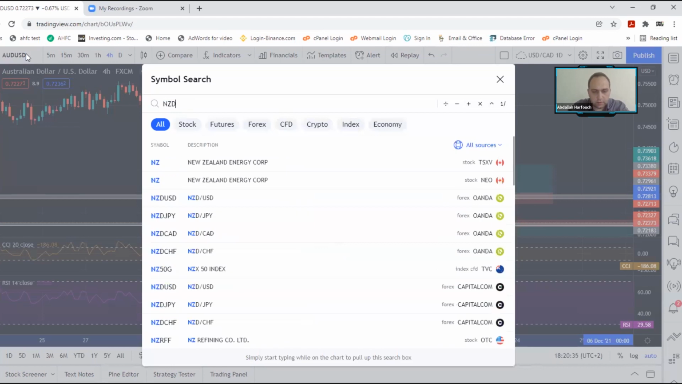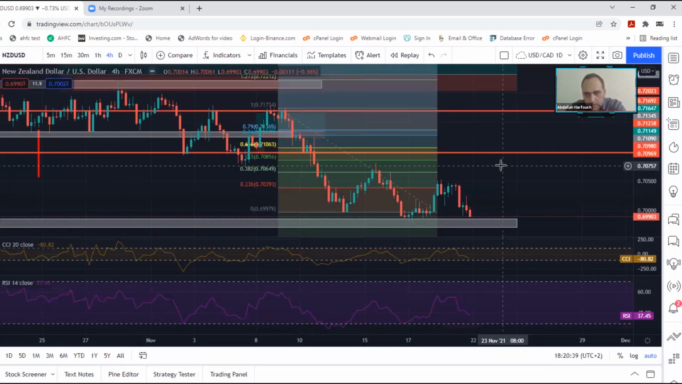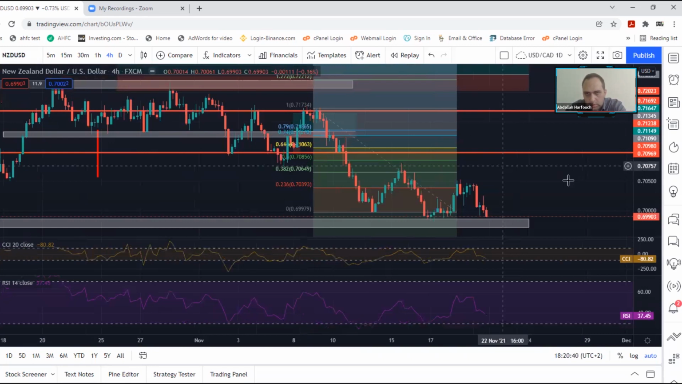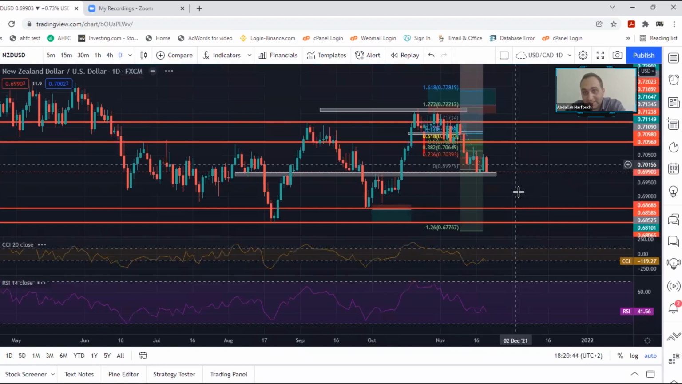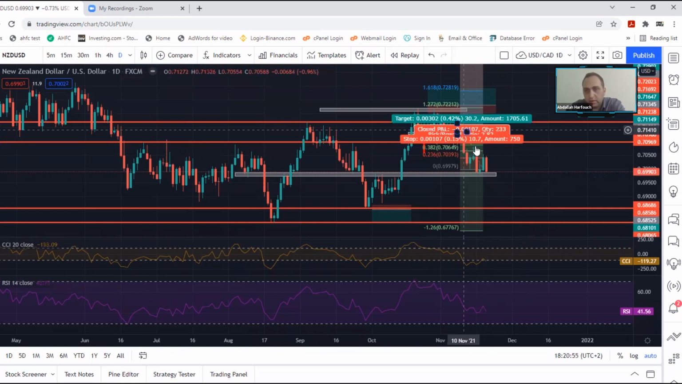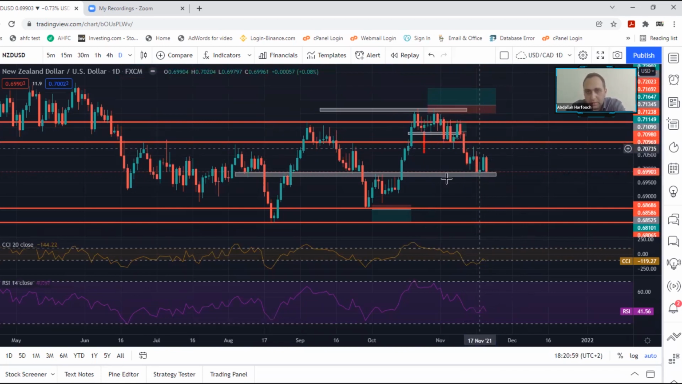NZD USD also the same. If we go to the daily chart, we have the same. This is a very alerting candle. As you can see, the market try to move up, and then one candle it reversed this, and maybe we are ahead of a resume of a bearish trend.